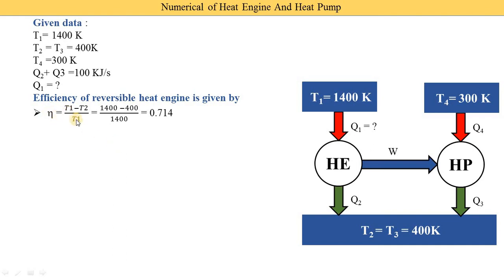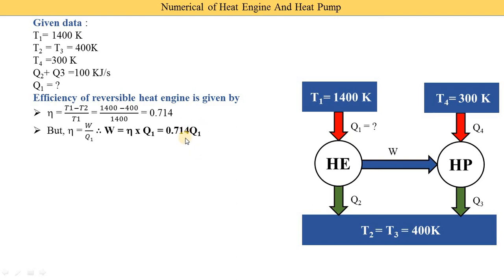So first we find out the efficiency of the heat engine. It is T1 minus T2 upon T1. T1 is given as 1400 Kelvin, T2 is given as 400 Kelvin. So we find that it is 0.714. We also know the other equation of the efficiency. It is the output upon input. Output of the heat engine is work done, input is Q1. So it is W upon Q1. So we convert this equation in the form of the work done W. So W is equal to efficiency into Q1. Efficiency we found is 0.714.